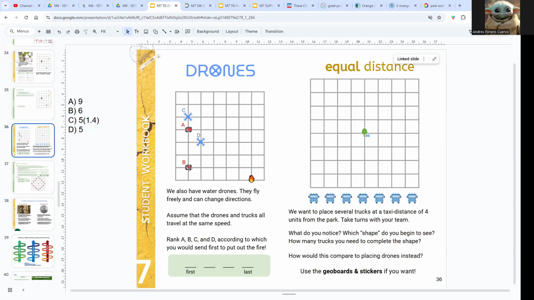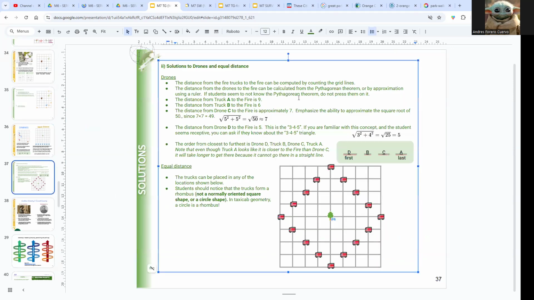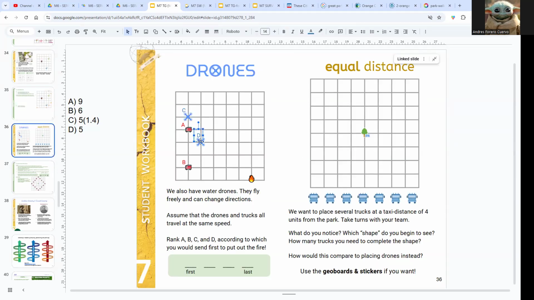B is similar. It's going to be just 1 plus 5, so 6. So far we have these values. Let's take a look first at the drone D. They could either use a ruler to conclude that this distance is 5, or, if they know the Pythagorean theorem, recognize this nice right triangle with legs 3 and 4, where the hypotenuse is 5. There are several ways they can conclude that, even if they don't know Pythagoras. What's important here is not the Pythagorean theorem, but the fact that you can travel in a straight line.